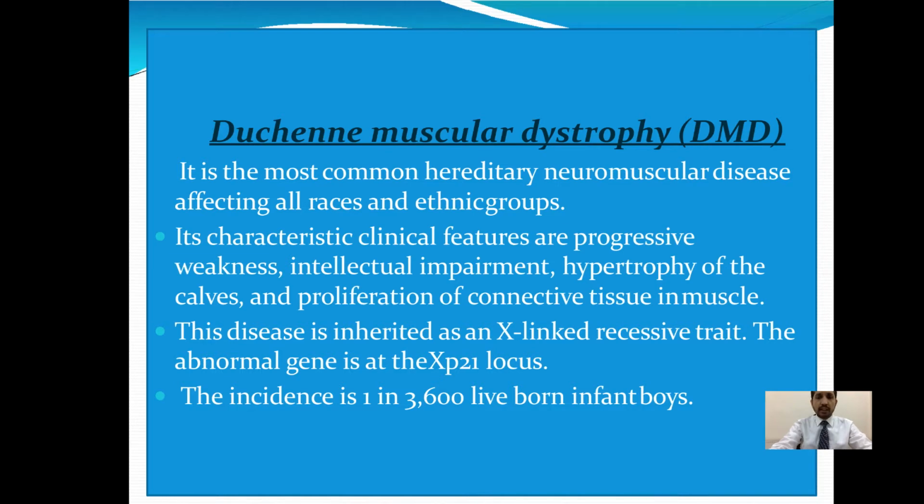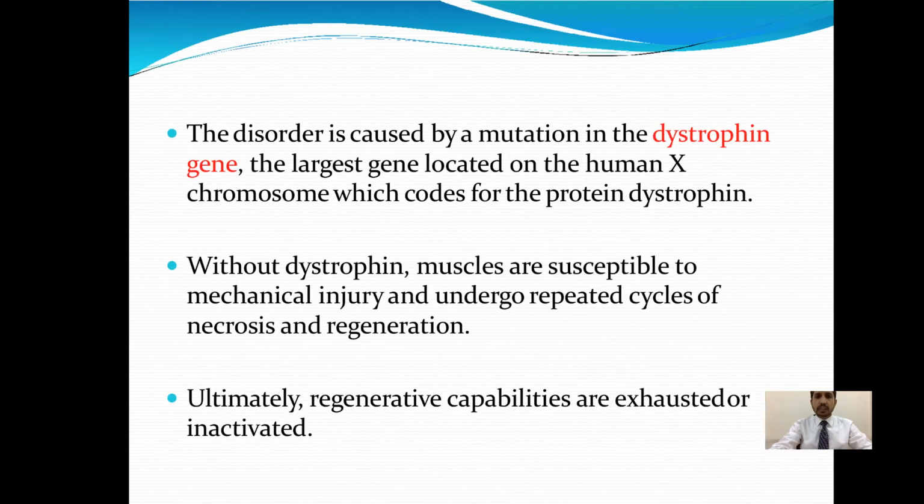The cardinal clinical features are progressive muscle weakness, intellectual impairment, hypertrophy of calf muscles, and proliferation of connective tissue in muscles. This disease is X-linked recessive. This disorder is caused by a mutation in the dystrophin gene, which translates for a protein named dystrophin.